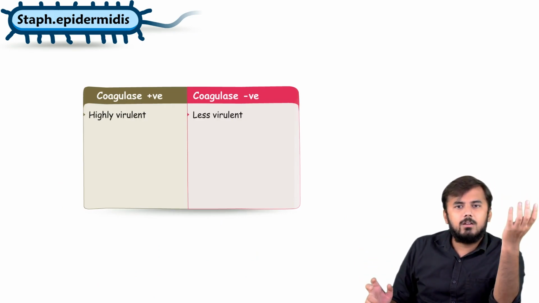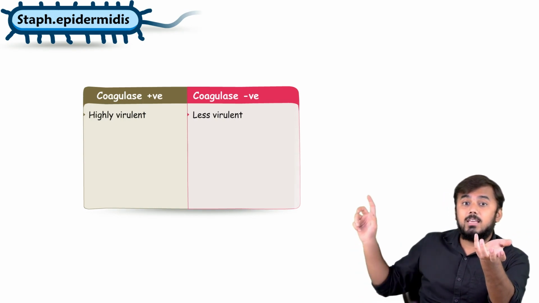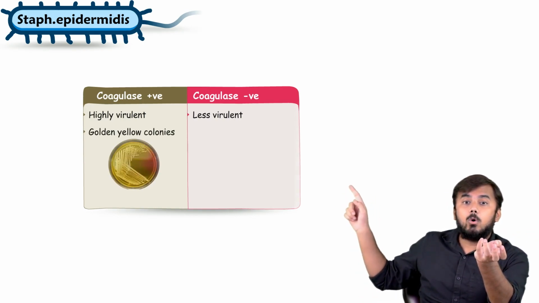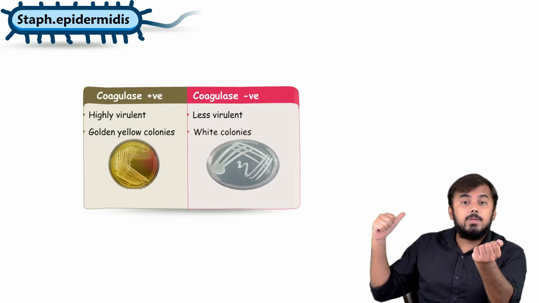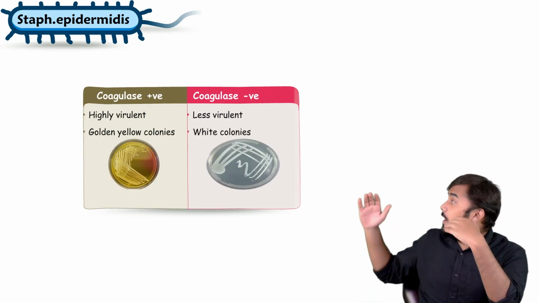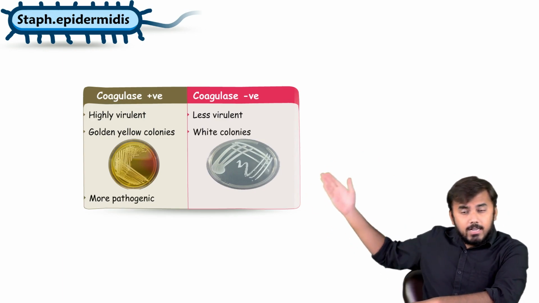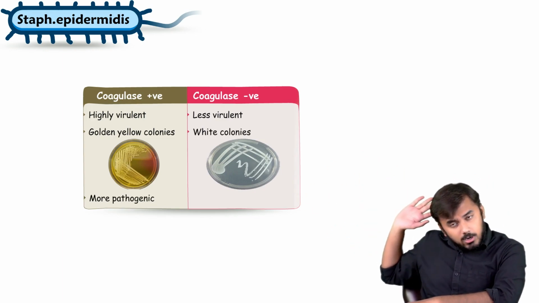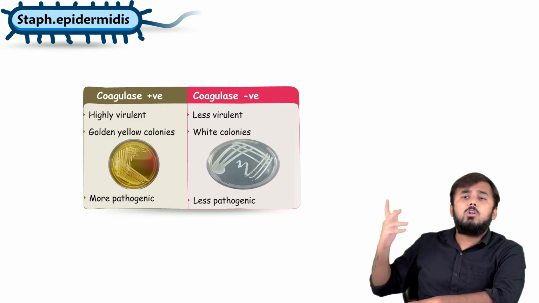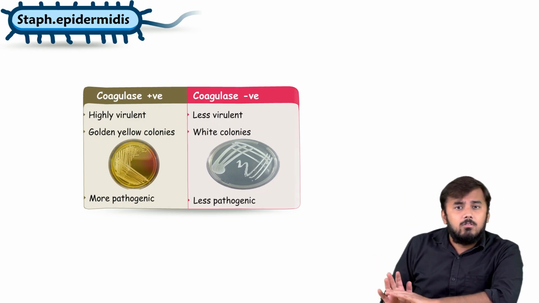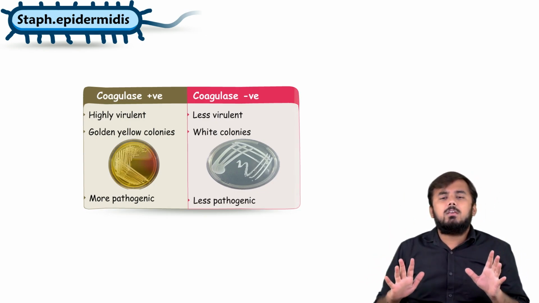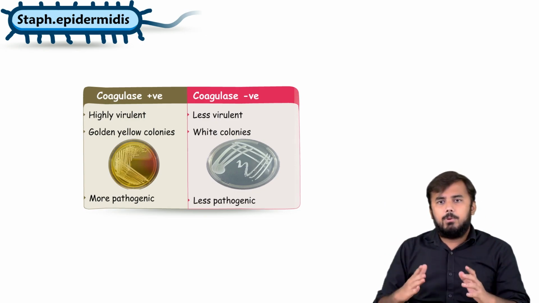Okay, how do I find it? Coagulase positive organisms, when you culture them, appear as golden yellow colonies. But here they appear as white colonies. So obviously when they are more virulent, they will be more pathogenic when compared to them. So those which are coagulase negative are less virulent, so they are non-pathogenic. Fine. We have discussed everything regarding the staph epidermidis.